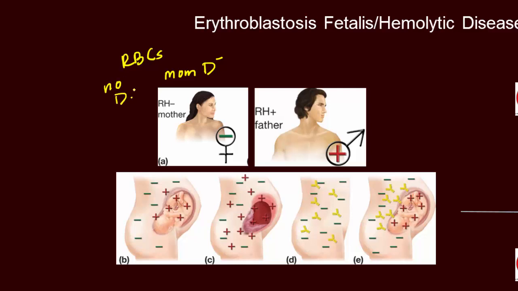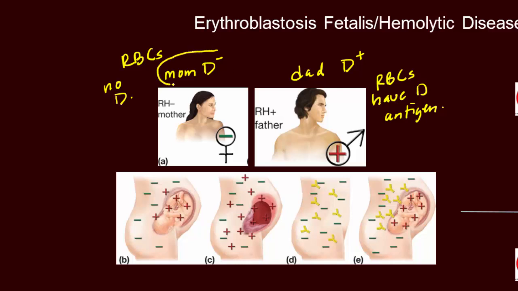And we have a father who is D positive, meaning his red blood cells have the D antigen. Okay, so in order for this condition to occur, mom has to be D negative, okay? All right, so what happens?